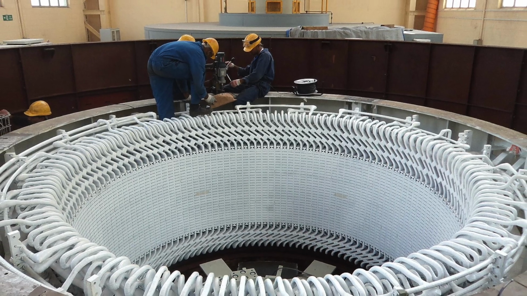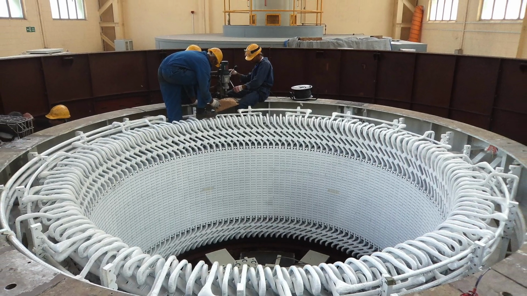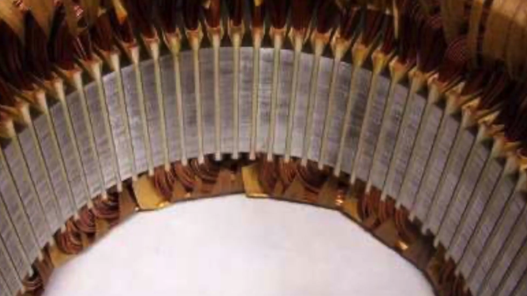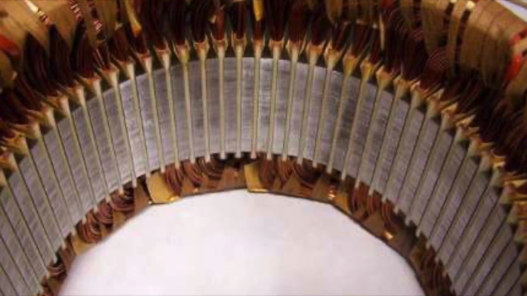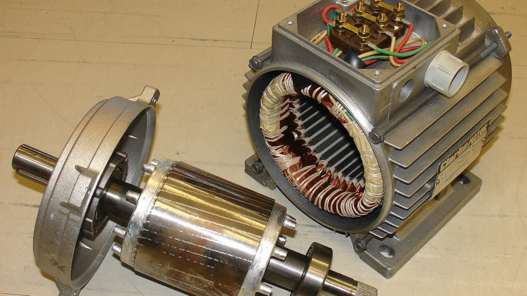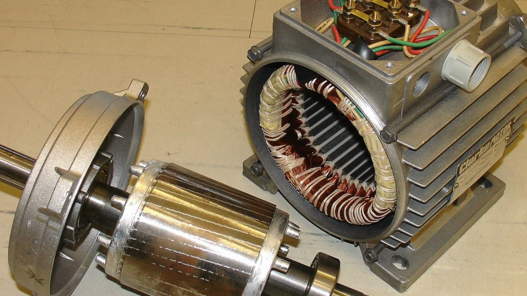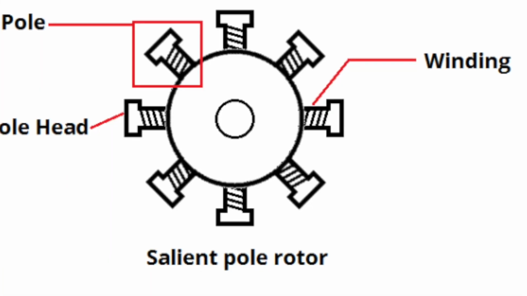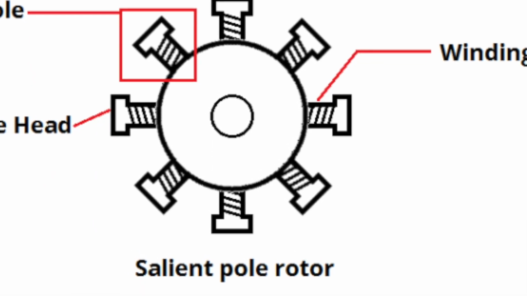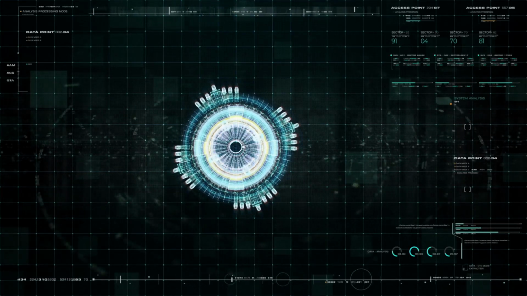Components of an electric motor. Number 1, the stator. The stator is the stationary part of the motor and contains the coils of wire. When energized, these coils produce a magnetic field. Number 2, rotor. The rotor is the moving part of the motor. It contains conductive elements that interact with the stator's magnetic field, causing the rotor to turn.